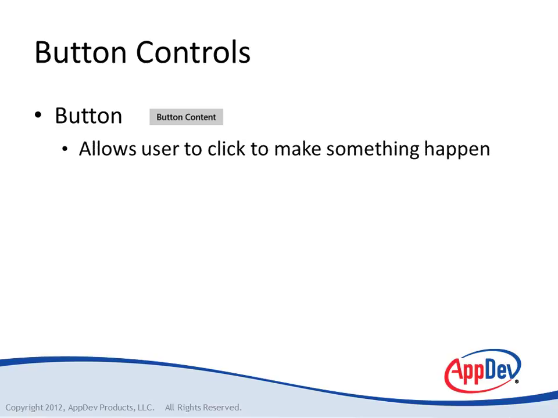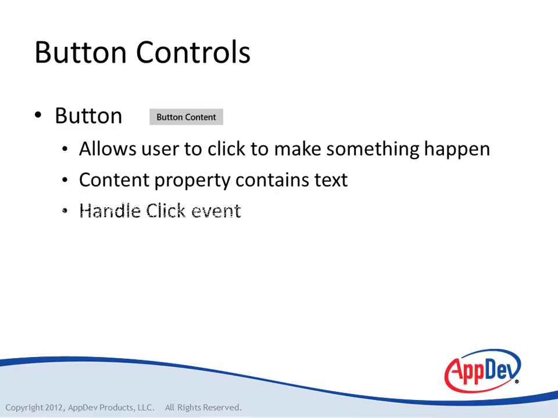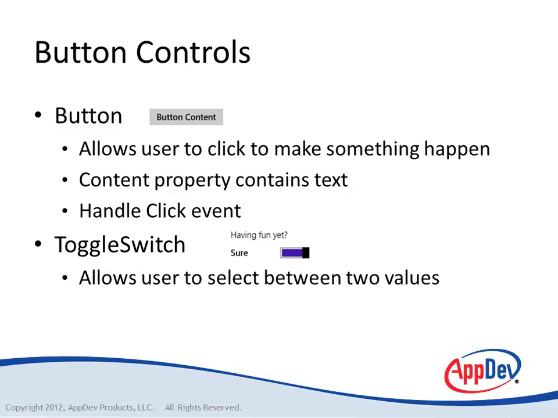It allows the user to click to make something happen, and the content property is the one that contains the text that you see. You handle the click event, as you've already seen, to make things happen when you click a button. There's a toggle switch control which looks something like this. You can supply some text, and users can toggle it on or off. Different pieces of text appear whether it's toggled on or off, and it has only those two states. It allows the user to select between two text values.